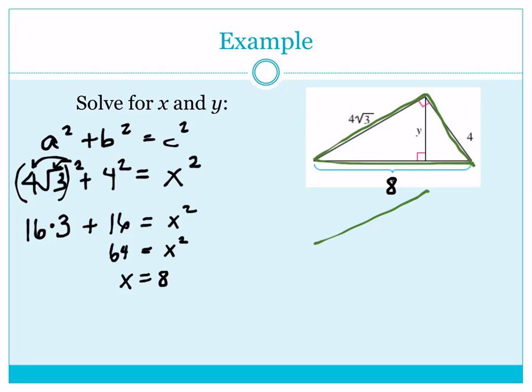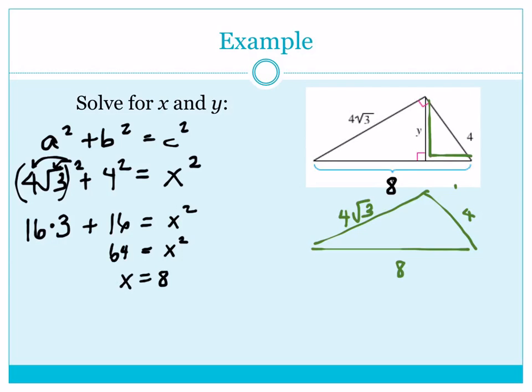So let me redraw that one down here. So I have 8 here, 4 square root of 3 here, and 4 here. And then we can look at either one, the left-hand or the right-hand triangle, to find the value for y. I'm kind of liking the right triangle because I have 4 instead of 4 radical 3. So I'm going to use this one. Okay, so the right angle itself is right here, and then the 4 is opposite that right angle, correct? So I'll redraw it.